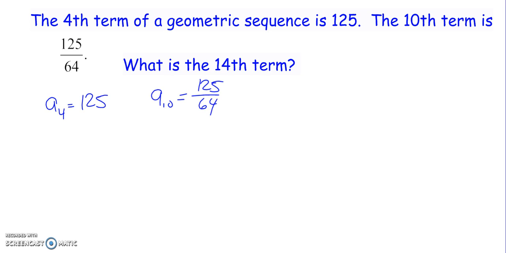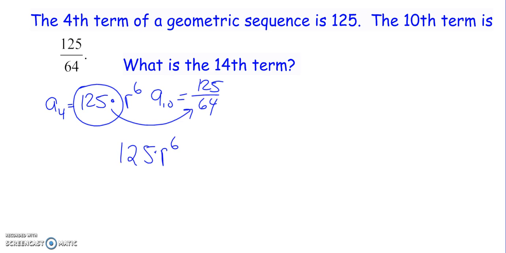Well, so this 125 was eventually multiplied by the common ratio 6 times, right? Because from 4th to 10th, it got multiplied by the common ratio 6 times in the middle and eventually ended up here. So what we now have is an equation. 125 is the fourth term. If I multiply it by the common ratio 6 times, that's r times r times r times r times r times r, then I would end up at the 10th term, which is 125 over 64.